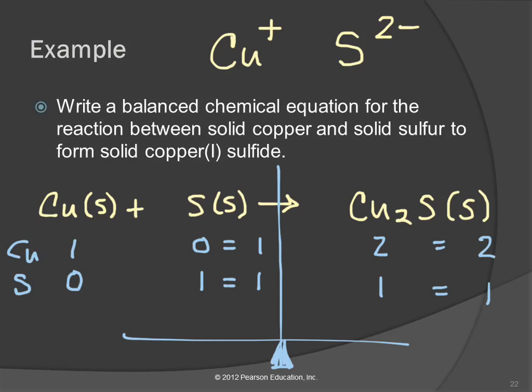So we need more coppers on the left side. We can't change the formula. All we can do is put a number in front of it. We say, well, I guess we need 2 of those, right? So we put a 2 in front. That changes our tallies underneath. Now I've got 2 coppers. I still have 0 sulfurs.